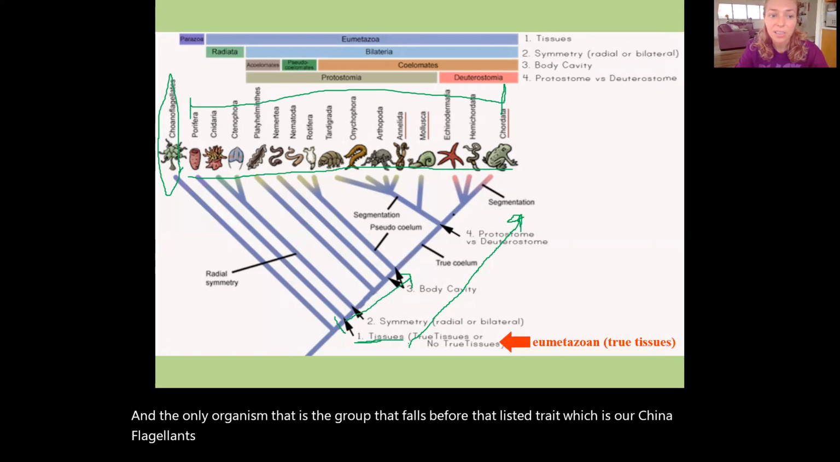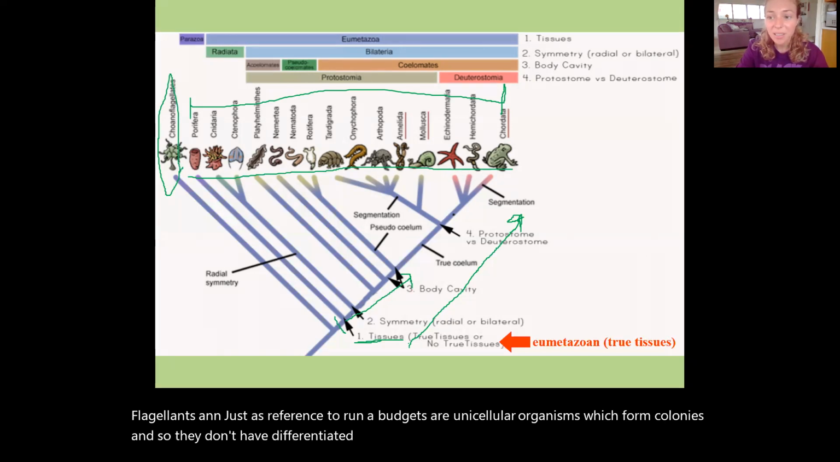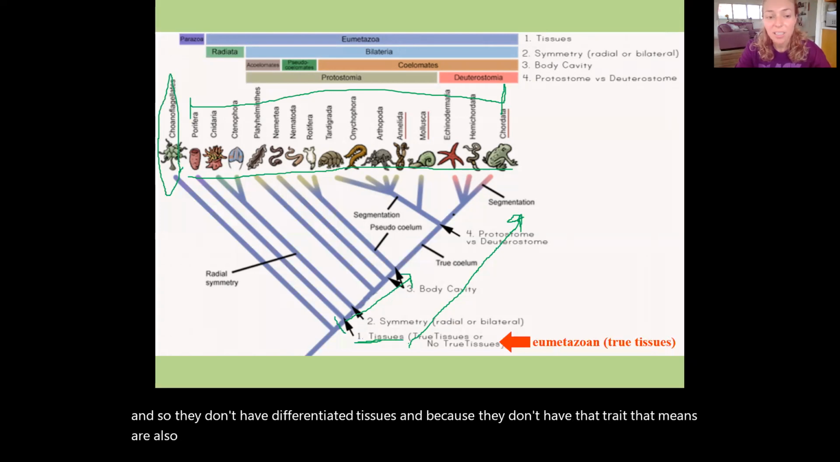And just as reference, choanoflagellates are unicellular organisms which form colonies. And so they don't have differentiated tissues. And because they don't have that trait, that means they're also excluded from all these other traits as well. So there's no form of symmetry, body cavity, and they're not considered protostome or deuterostome.